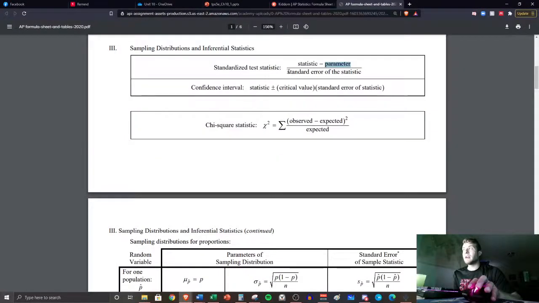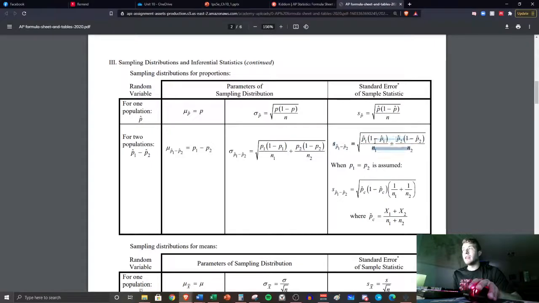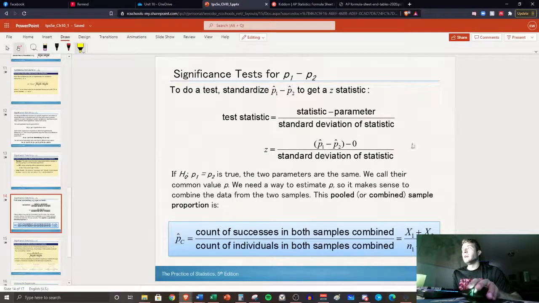Now on the bottom, the standard error, we're used to that being like this, but when we're doing these hypothesis tests, we have this new formula that gets introduced. We've already written, okay, this is what's going to go here for our statistic minus parameter. Now the standard deviation of the statistic is going to change a little bit, okay? It says if P1 equals P2 is true, the two parameters are the same, we call their common value P. We need a way to estimate P so that it makes sense to combine the data from the two samples. So we have this formula here, x1 plus x2 over n1 plus n2. So that's going to get us P hat sub C.